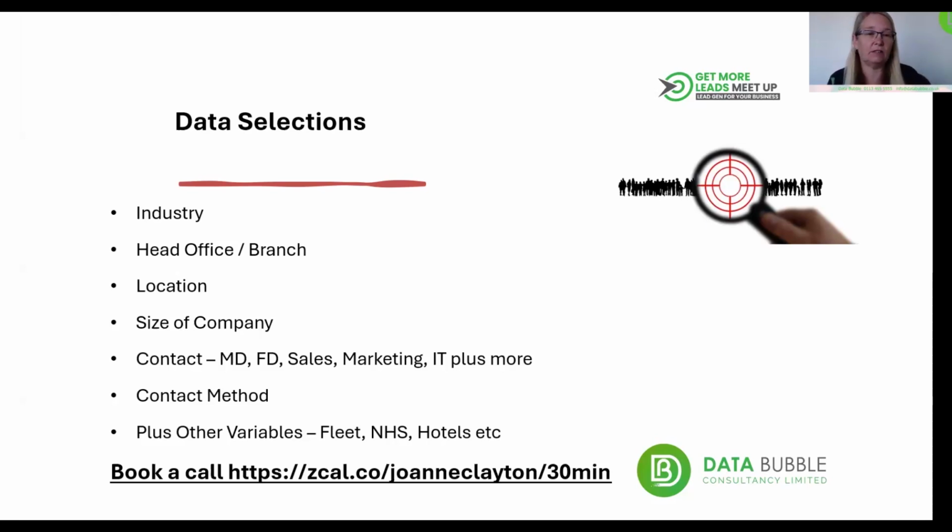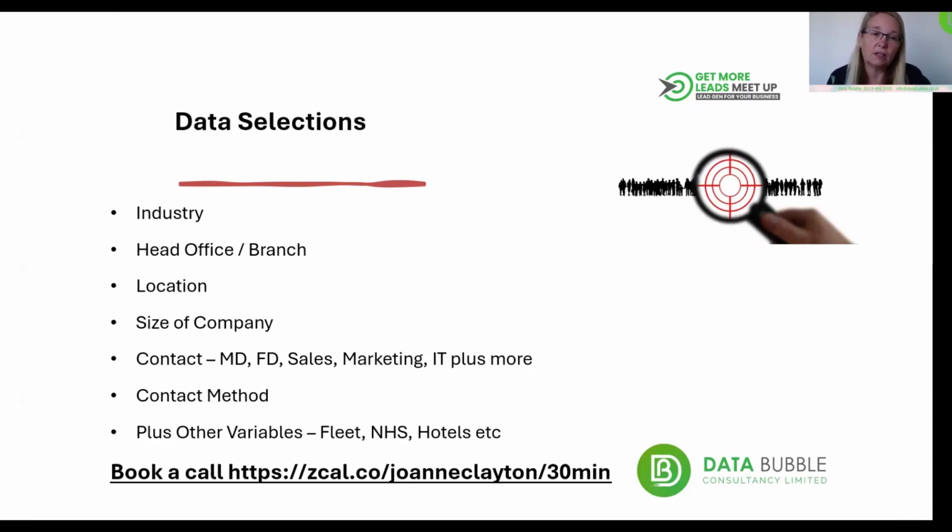You can identify whether it's a head office. You can identify whether it's a branch. Again, location. With regards to location, I find that a lot of people will say to me, I want a 50-mile radius of my particular postcode. When you're looking at scraping data, you can't do that, whereas when you do data selections, you can.